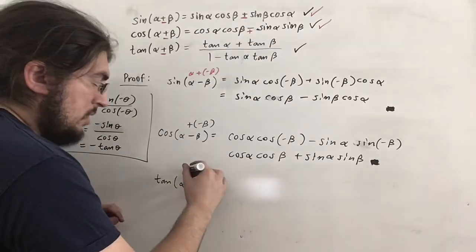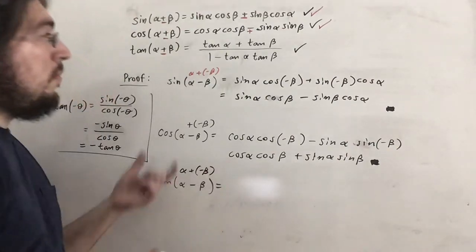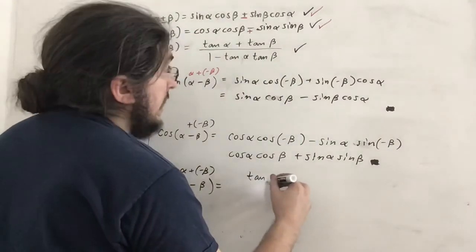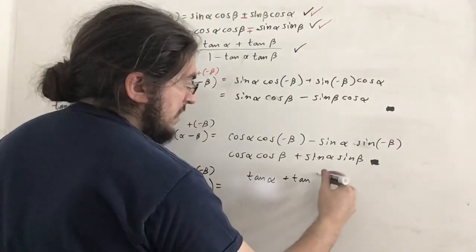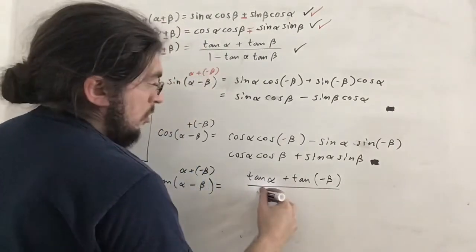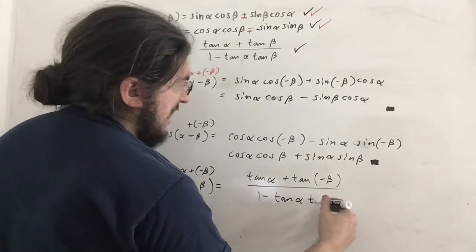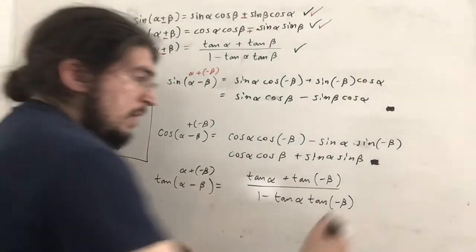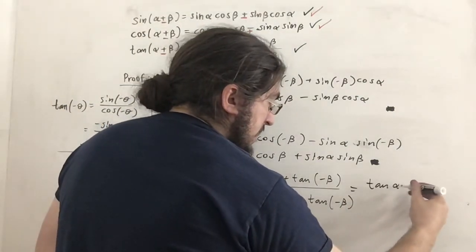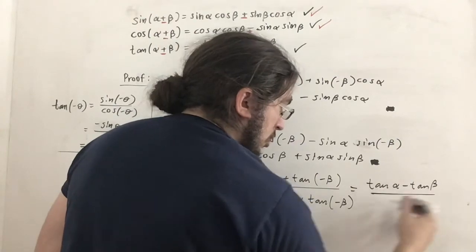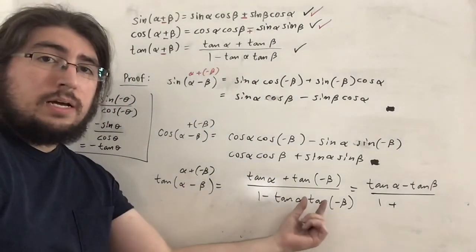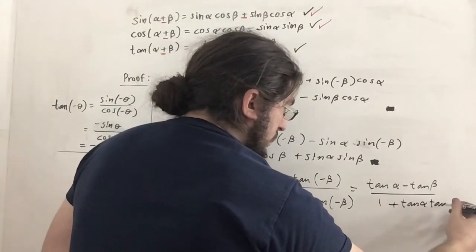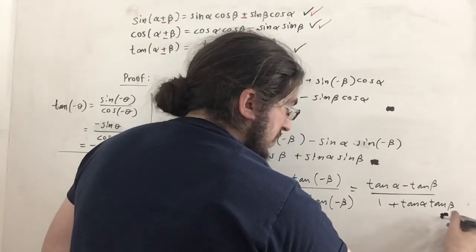So again, with that being said, we're going to treat this as alpha plus negative beta. So everywhere we see a beta in the formula for tangent, we'll replace it with negative beta, and we get the following. Tangent of alpha plus tangent of negative beta over 1 minus tangent alpha tangent negative beta. And yes, since tangent is odd, you can pull the negative out, changing the signs accordingly like this. Tangent alpha minus tangent beta over 1 plus, because once pulling this negative out, double negative is positive, tangent alpha tangent beta. Completing the proof for tangent difference formula.